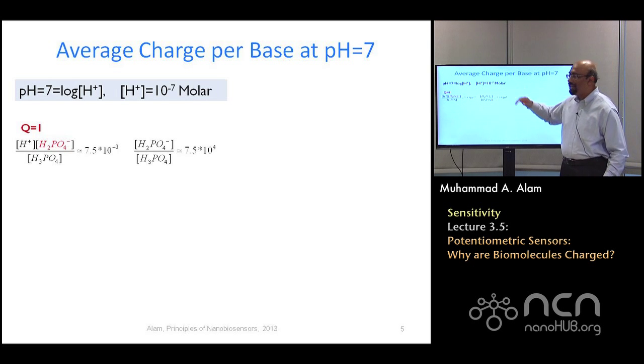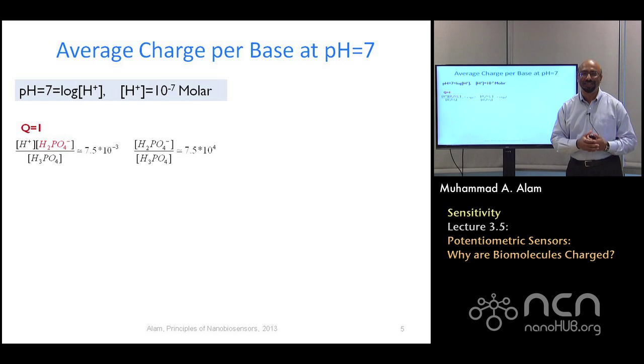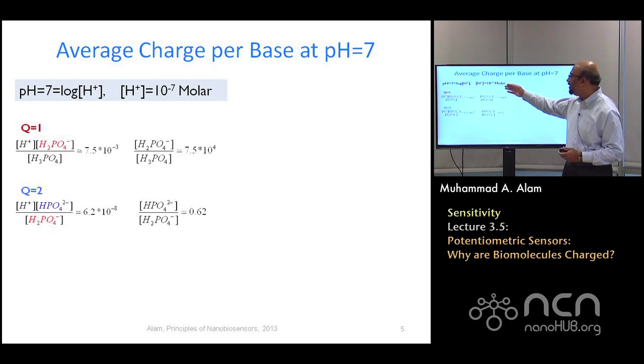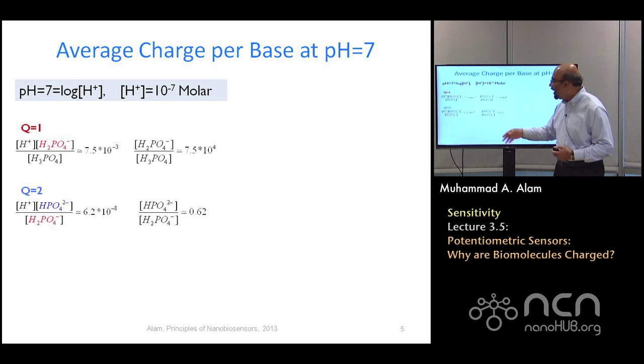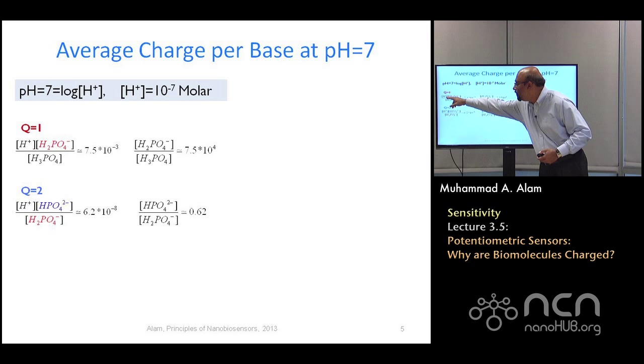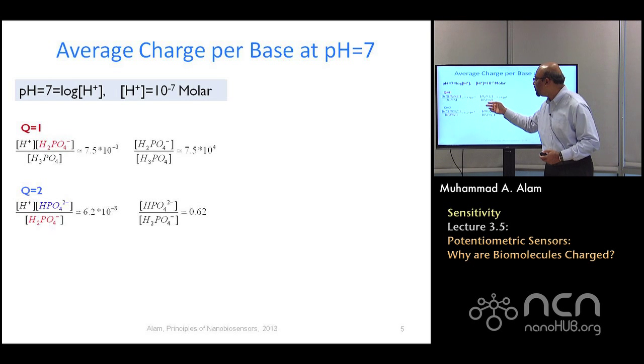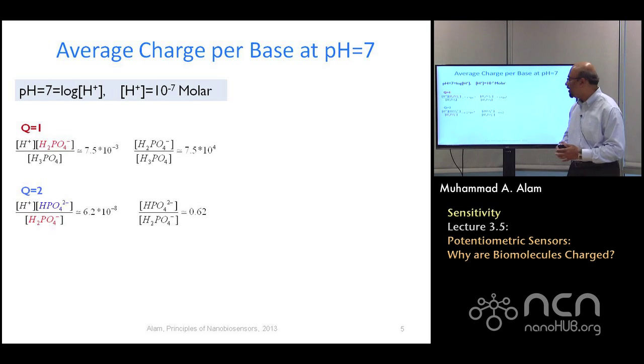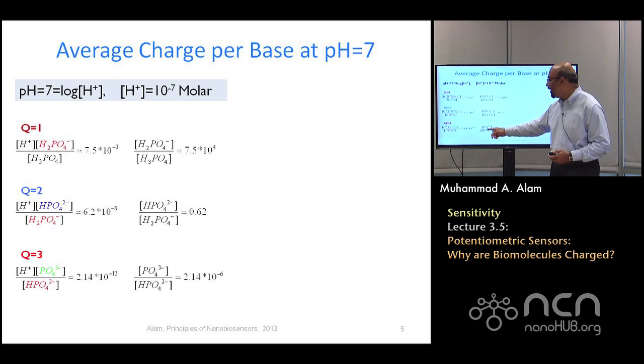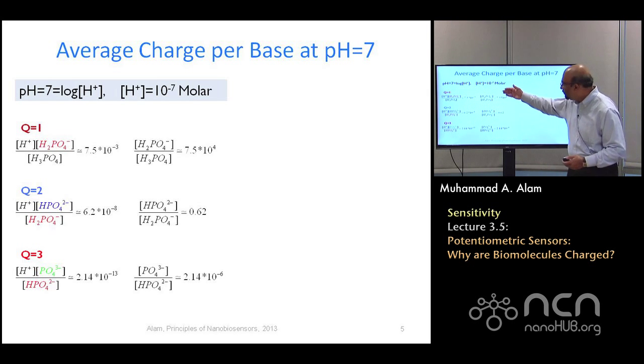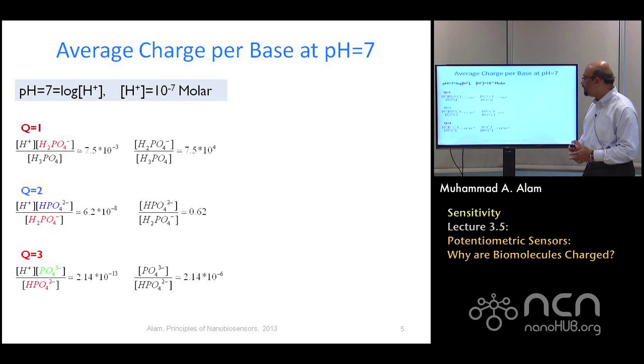Let's say you're very careful. You haven't put any orange juice, or you haven't bought any orange juice to your lab. Very careful. So you have pure water, and the pure water has pH of 7, as you know. And therefore you put 10 to the power minus 7 molar, and correspondingly you can relate neutral to singly charged, singly charged to doubly charged, and doubly charged to the triply charged molecules. The ratios are all given, obvious.